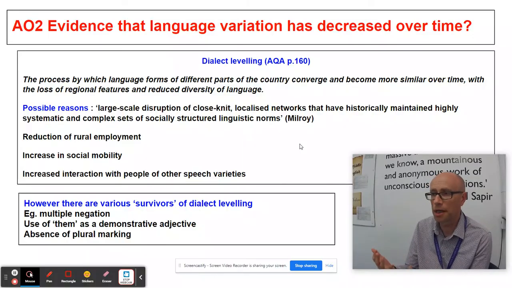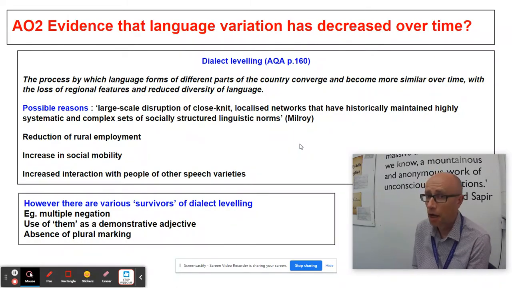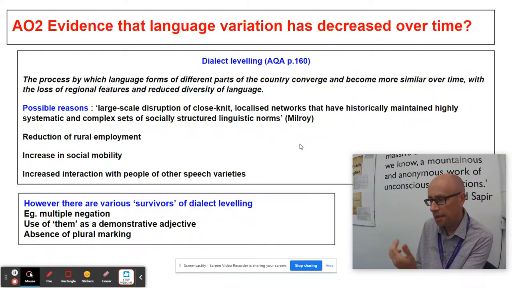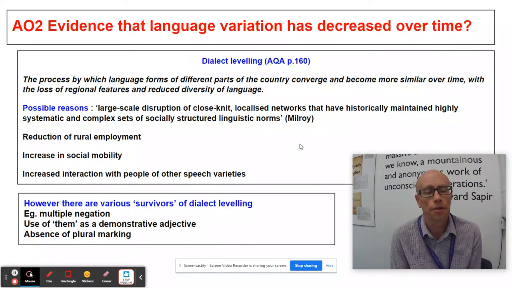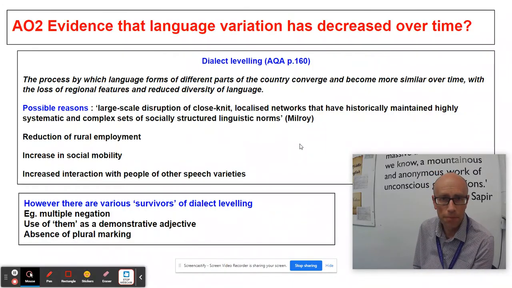However, and there are always counter-arguments, there are sort of survivors of dialect levelling, because you could well argue that actually most people, for quite a lot of their lives, speak in a non-standard way. And here are some examples of the things that they do. They do things like multiple negation. You've got things like using them as a demonstrative adjective, as in, pass them books, will you? And you've also got things like the absence of plural marking, like it's 12 miles to Richmond.